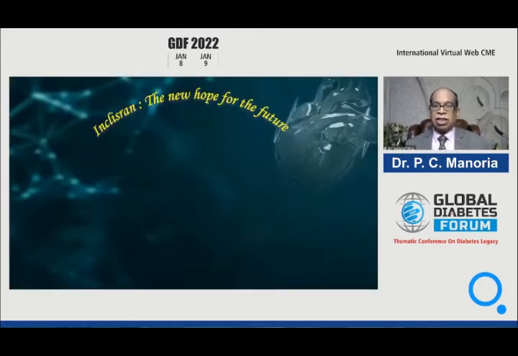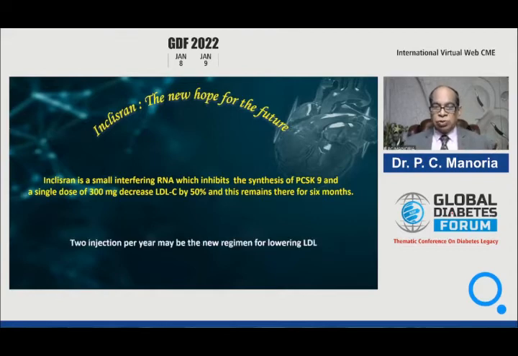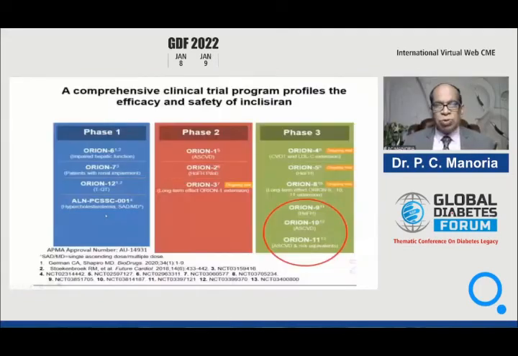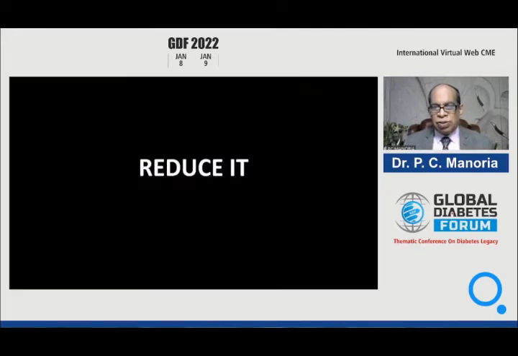Now, inclisiran is a very exciting agent and has now been approved by the US FDA. The beauty of inclisiran, which is a small interfering RNA, is that it inhibits synthesis of PCSK9, and a single dose of 300 milligrams decreases LDL by 50%, and this is sustained for the next 6 months. So you can use 2 injections per year, and that will be patient friendly. And in the ORION program, different trials are ongoing, and some of them have already been published.